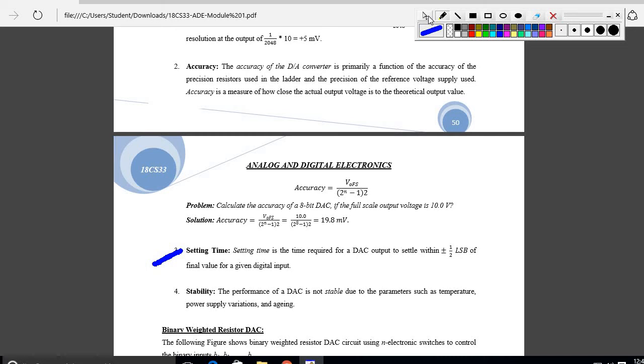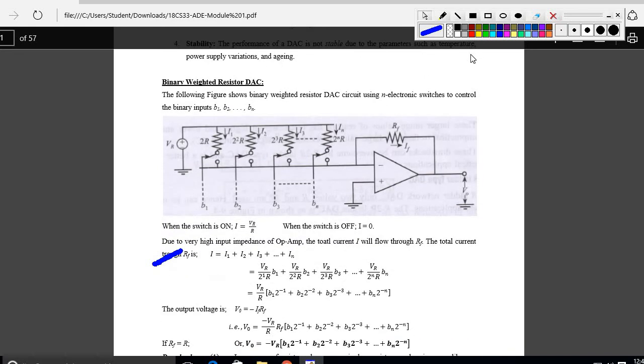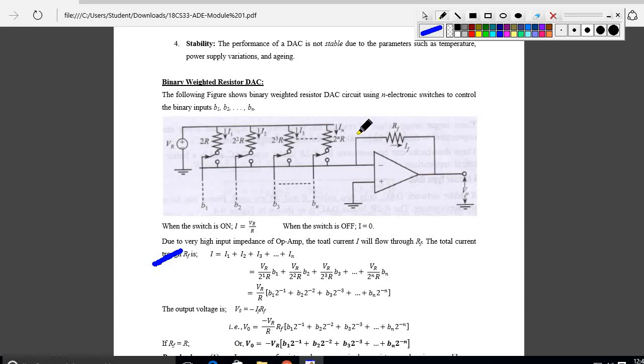The next concept is the binary weighted resistor DAC. See this diagram. It consists of an operational amplifier. Is it a non-inverting or an inverting amplifier? The input is connected to the negative sign, so it is an inverting terminal, an inverting amplifier. If I connect the input to the positive sign, it is non-inverting. But here the positive sign is grounded and I give the input to the negative sign, so it is an inverting terminal.